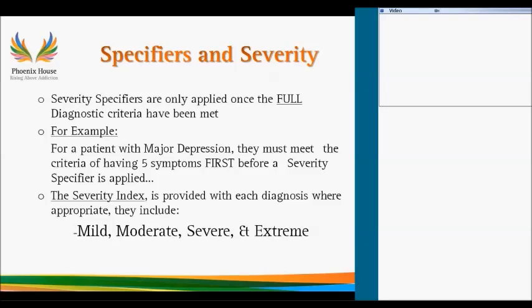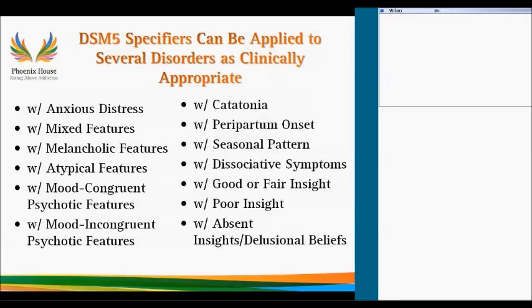So I think I mentioned this earlier. For a patient with major depression, they must meet criteria of having 5 symptoms first before the severity specifier is applied. And to give you an example, once the person has met criteria of having the 5 symptoms, then it is the clinician's responsibility to make the judgment of whether the impairment is mild, moderate, severe, or extreme for depressive disorders.